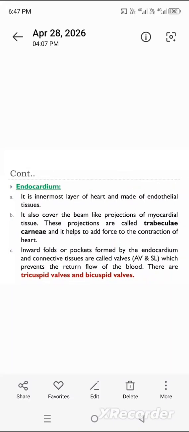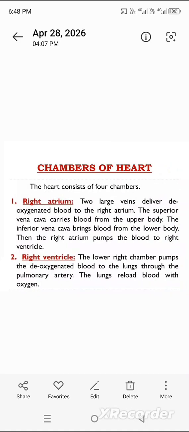Next, we can see the endocardium of the heart. This is the innermost layer of the heart and is made up of endothelial tissues. It also covers the beam-like projections of the myocardial tissue, and these projections are called trabeculae carneae. Inward folds or pockets formed by the endocardium and connective tissues are called the valves: atrioventricular valves and semilunar valves.